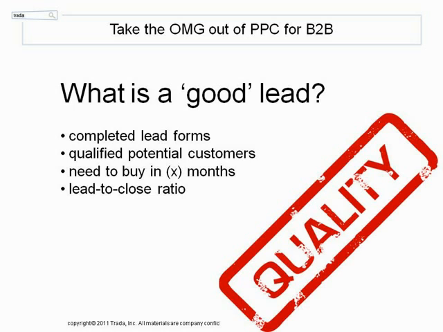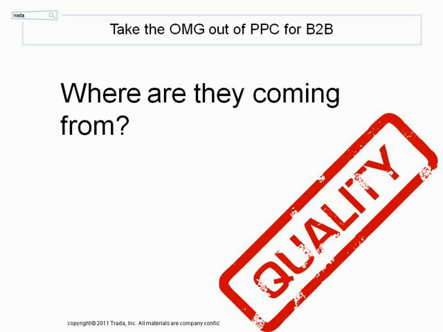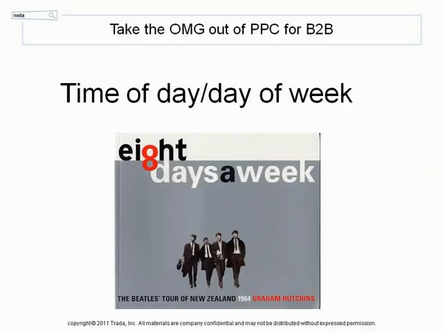So once you classify what a good lead is, you get to start figuring out where they are coming from. So here are some of the things that you can look for. All of the information I'm going to mention here is stuff you can find out through Google's and Yahoo Bing's reporting and Google Analytics. So first, we're going to go with the time of day or the day of week.